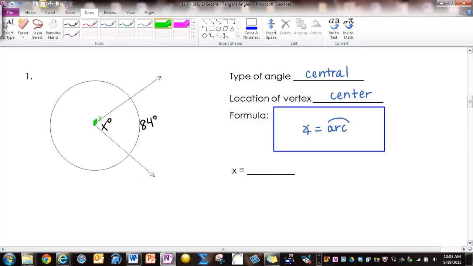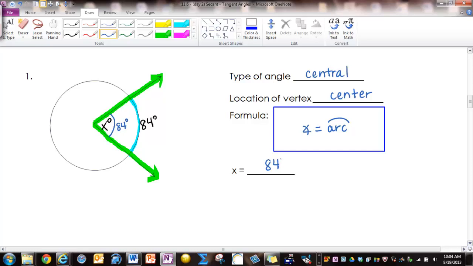So in this case, this is our central angle. So the measure of the angle, which is x in this case, has measured the same as the measure of its intercepted arc, which is given as 84 degrees. So x is 84 degrees.